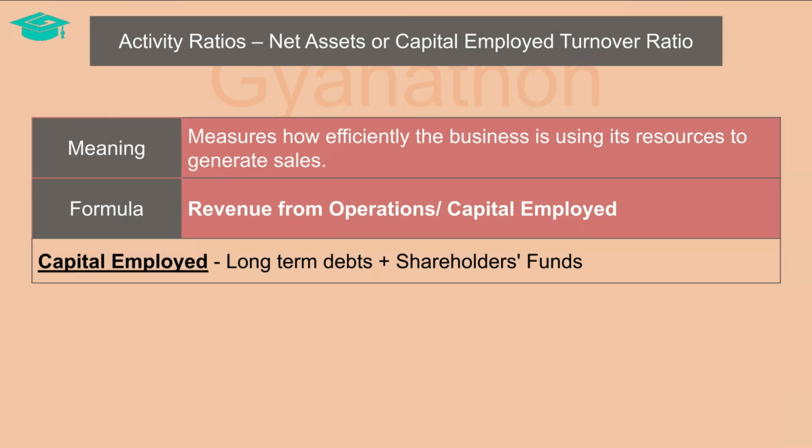The fourth activity ratio that we will now discuss is the net assets turnover ratio or the capital employed turnover ratio. The capital employed turnover ratio measures how efficiently an organization utilizes its funds or its resources to generate sales. It expresses the relationship between revenue from operations and capital employed or net assets. The formula to compute the net assets ratio is revenue from operations divided by capital employed. Here, capital employed means long term debts plus shareholders' funds.